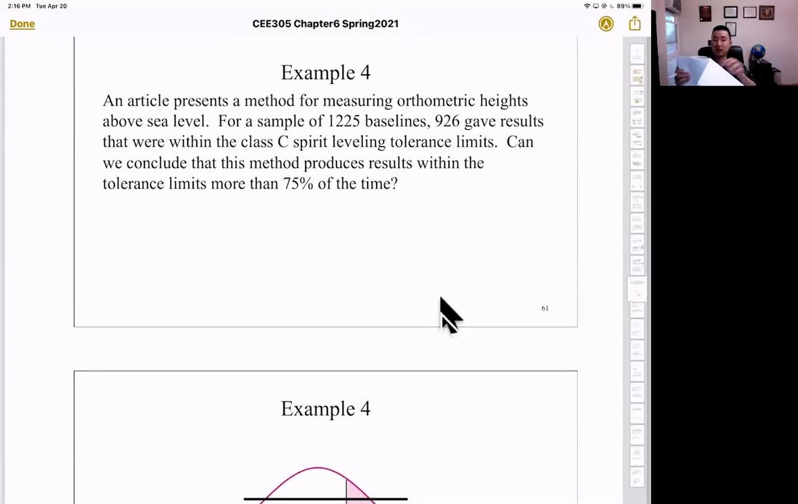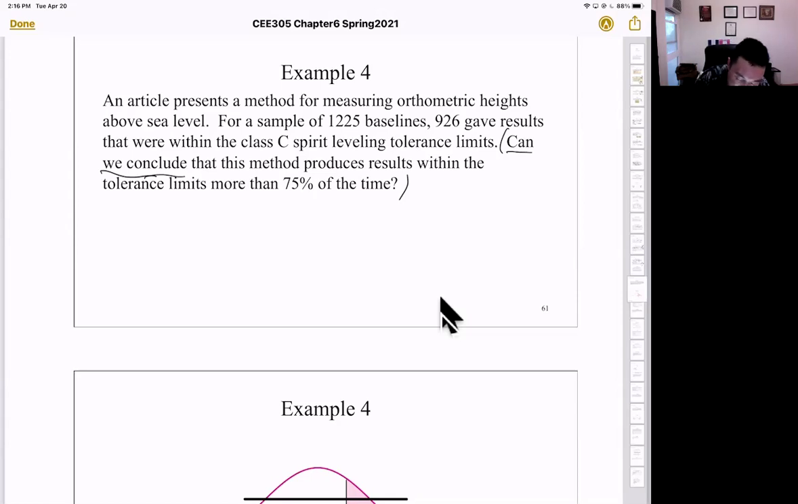Here is another example. Again, look at the last sentence. Can we conclude that? Can we conclude means that's a chapter 6 problem. That this method produces result within tolerance limit more than 75% of the time. So 75%, this is a proportion. Then let's read the question.